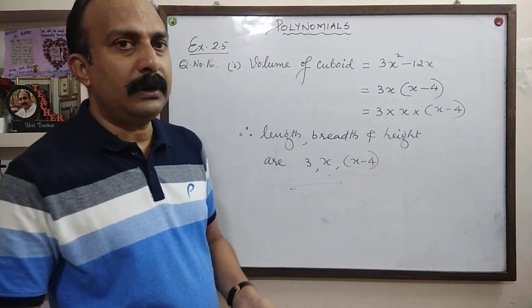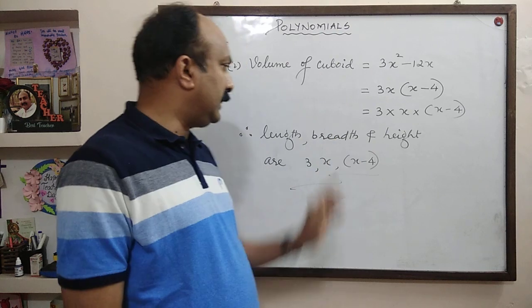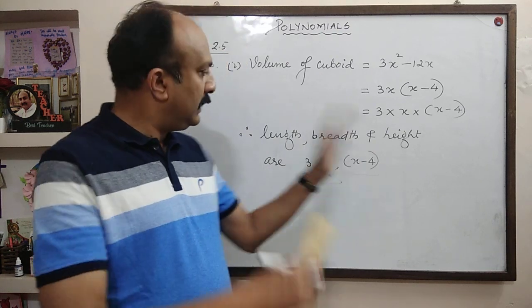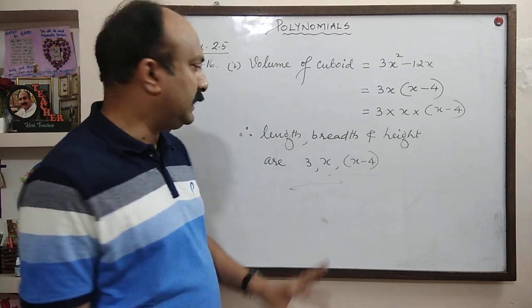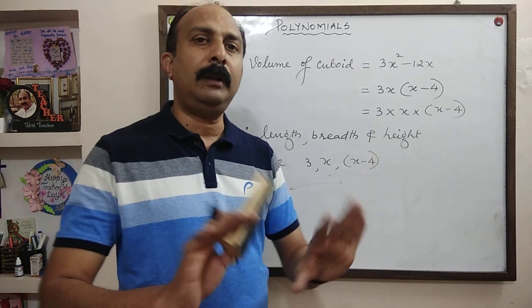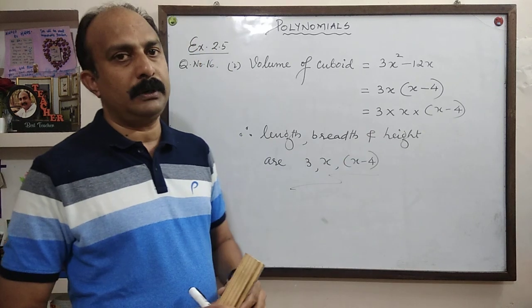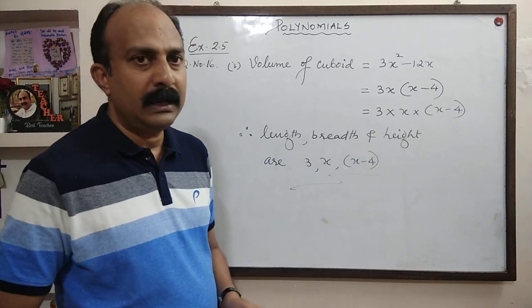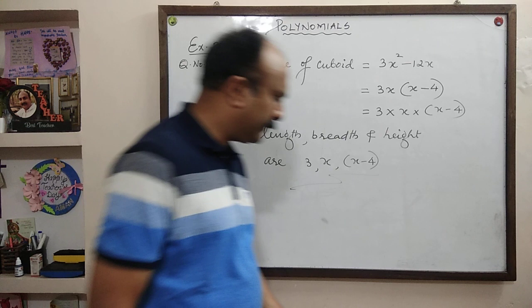It can be in any order. We can't say exactly this is length, this is breadth, this is height. Any one of these can be. But one thing is same: 3, x and x minus 4 will be the three dimensions of this cuboid. Exactly which is length, breadth, height is not possible to predict.